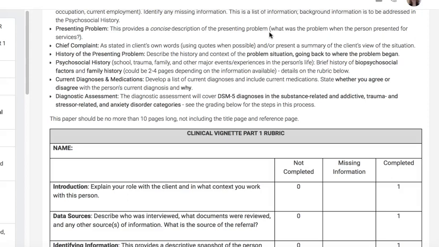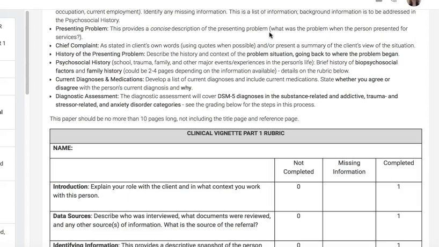So let's use the legal example. A person gets arrested, they're mandated by the court to come to therapy. You say to the person, "Why are you here?" They say, "I don't know." That's their chief complaint. If they say, "I don't know why I'm here. They made me come. I should never have been arrested." That is their chief complaint.